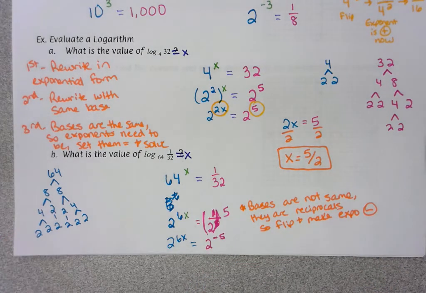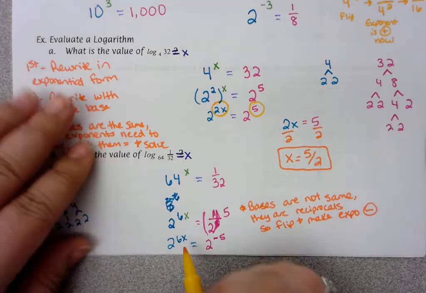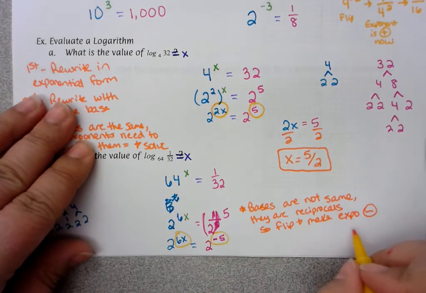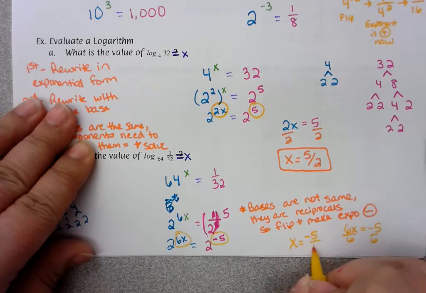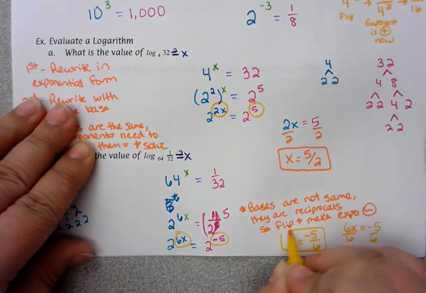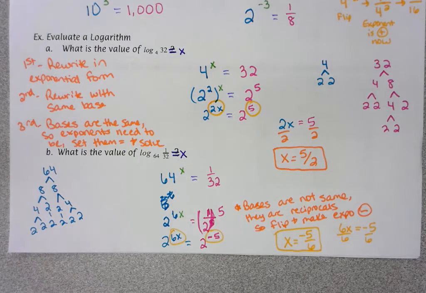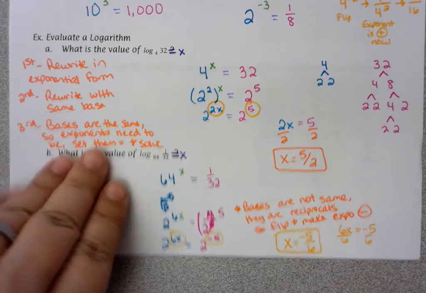So over here, when I take those and set them equal, it will be 6x equals -5. Divide both sides by 6. So x will equal -5/6. That will be my answer on that one. So if you have a fraction, it will need to be flipped and your answer will be negative.